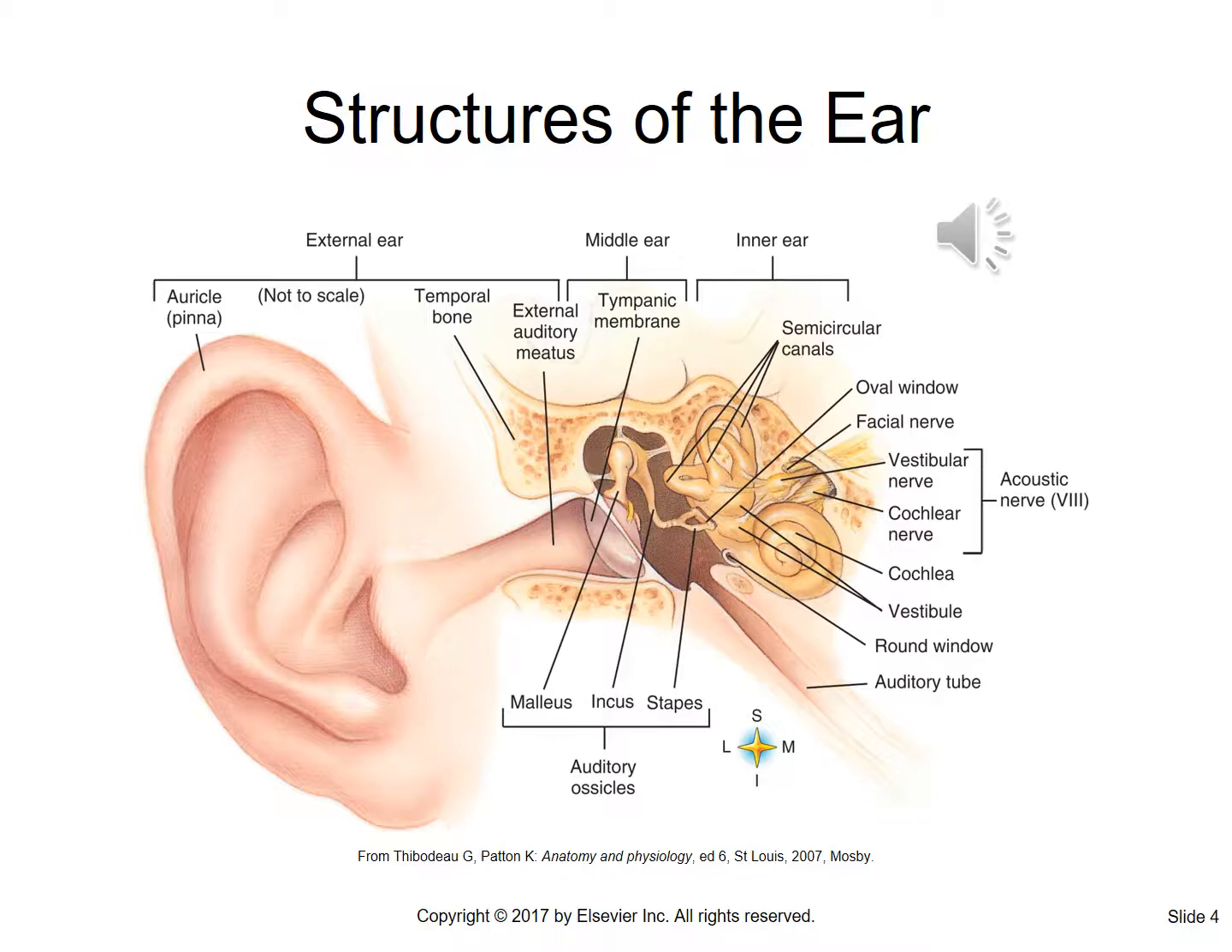Our eustachian tube, also known as auditory tube, links the nasopharynx. It also helps to equalize the pressure in the middle ear. The disadvantage to the auditory tube or eustachian tube is that it is the way that bacteria travels from our nasopharynx to our inner ear, which in turn can cause ear infections.